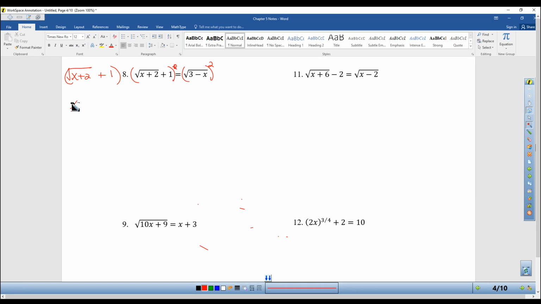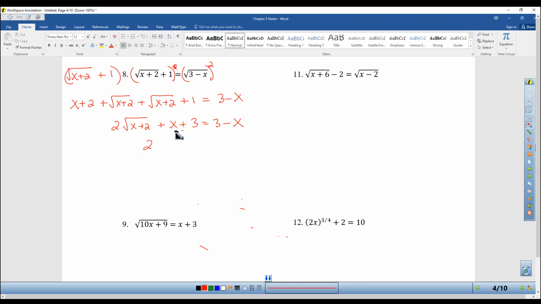So the first times the first does make x plus 1. But the inners make the square root of x plus 2. Sorry, x plus 2. The outers make the square root of x plus 2. The last times the last makes 1. And then on this side, you just get 3 minus x. So this is 2 square roots of x plus 2 plus x plus 3 is equal to 3 minus x. And unfortunately, you're just going to have to start over at step 1, which is isolate the radical.